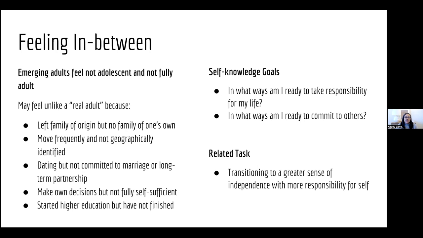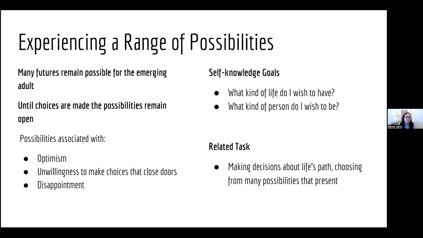The self-knowledge goals related to feeling in between are, in what ways am I ready to take responsibility for my life? And in what ways am I ready to commit to others? And the related task is to transition to a greater sense of independence with more responsibility for the self. The final defining characteristic of emerging adulthood is experiencing a range of possibilities.